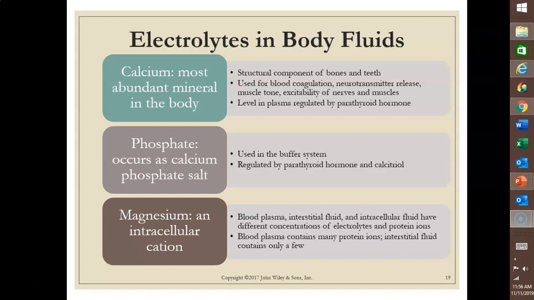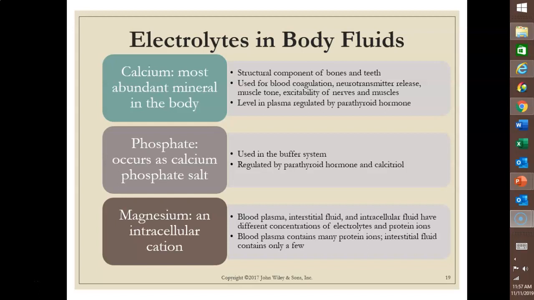About 95% of phosphate in adults is present as calcium phosphate, like we just talked about, in the bone and the teeth. The phosphates are an important intracellular anion, and they also serve as an important buffer of hydrogen ions in the body fluid and the urine.